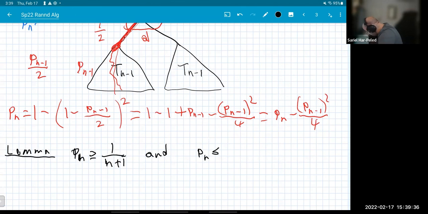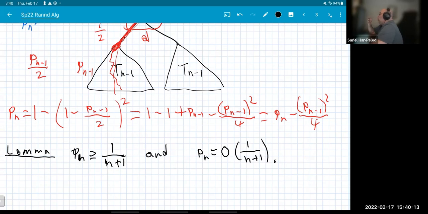And pH is smaller. One can prove that pH is roughly 1 over H. The proof is in the class notes. This is a tedious inductive proof. The upper bound is tedious, the lower bound is even more tedious. But you can accept it on faith.